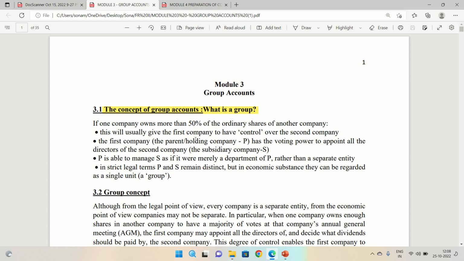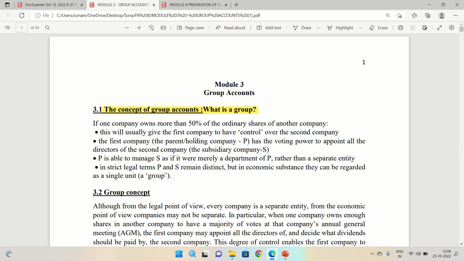We'll see the definition of parent company and the definition of subsidiary company towards the end of this video. I hope you got an idea about what is a group. It just comprises a parent company and a subsidiary company. That's all. A parent company means that particular company owns more than 50% of the ordinary shares of another company. That other company is known as the subsidiary company.